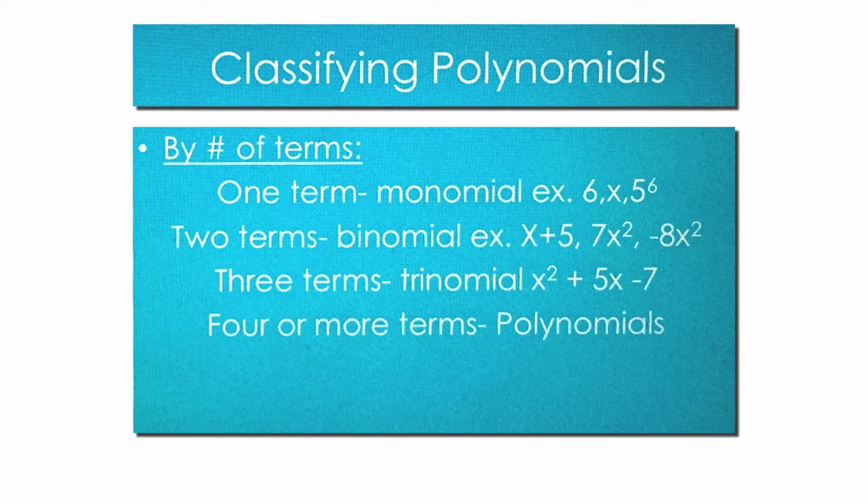We can classify them by number of terms. One term is known as a monomial. An example is 6 or x or 5 to the 6th power. Two terms can be called a binomial. An example would be x plus 5, 7x squared, negative x squared. Three terms is known as a trinomial. X squared plus 5x minus 7. Three terms in our equation. Four or more terms is known as a polynomial.